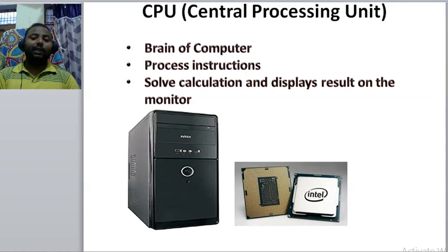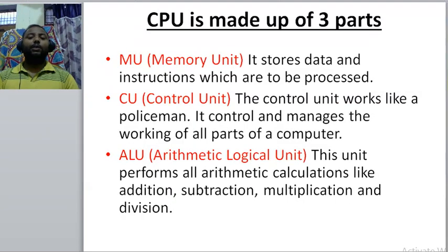It solves calculations and displays the result on the monitor. So it is known as CPU. Now we will see the parts of CPU. How many parts of CPU? So CPU is made up of mainly three parts.